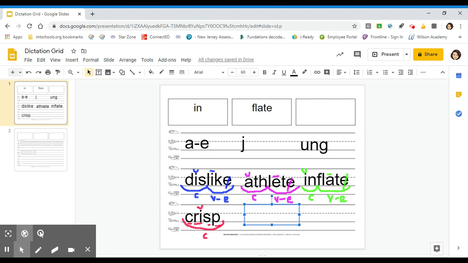Okay, boys and girls, C-R-I-S-P, crisp. Make sure that you scooped the word and you gave it a breve because the I is short, closed syllable, and you could mark the blend, the C-R, they each get their own underline, and the S-P each get their own underline. That is the spelling of crisp.